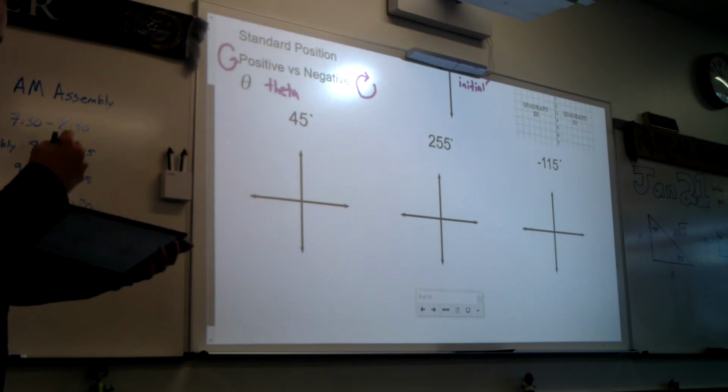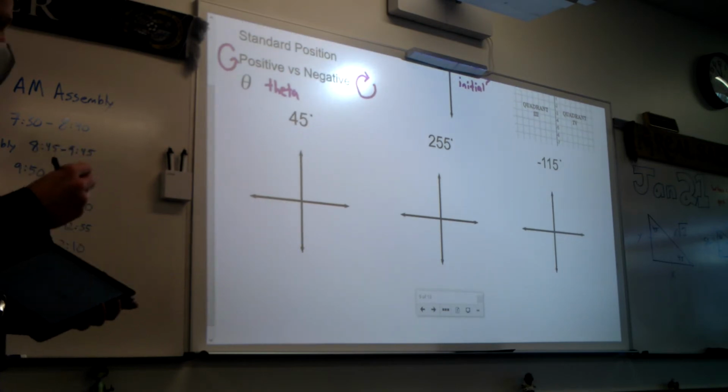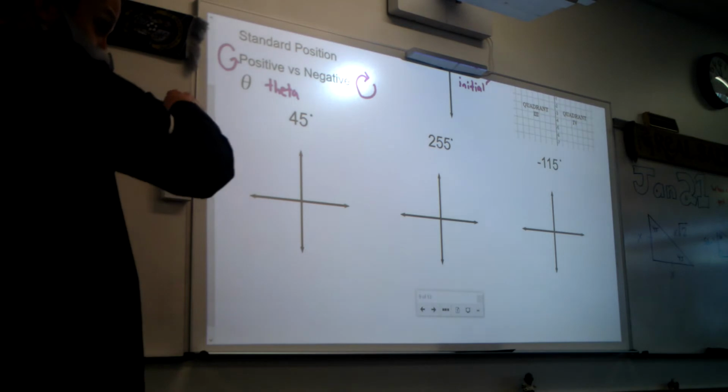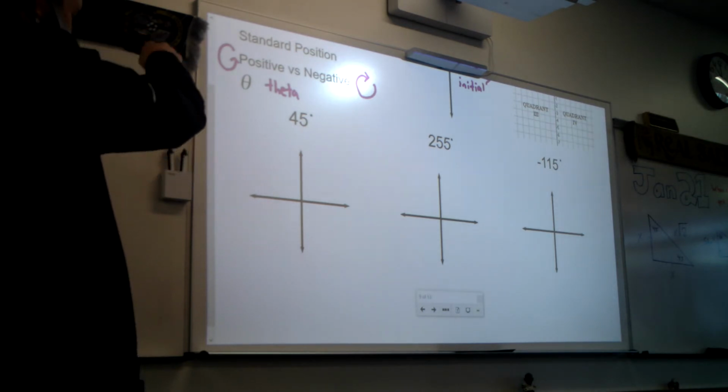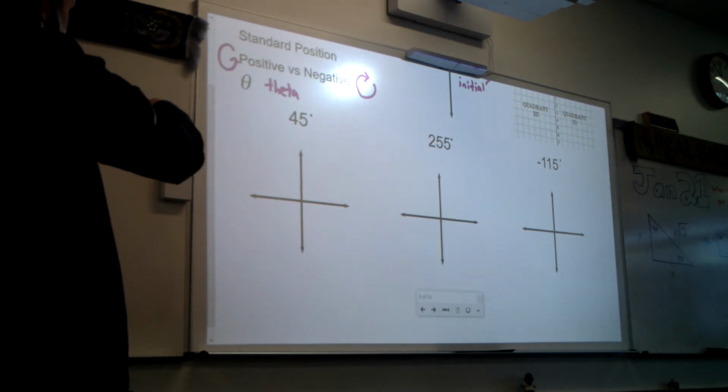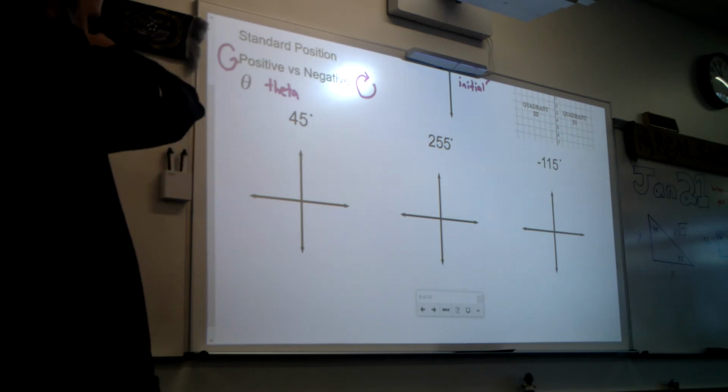I like to know clockwise and counterclockwise. Think of a clock. The way a clock goes around is clockwise. And the way that we're going to go with angles is counterclockwise like this.